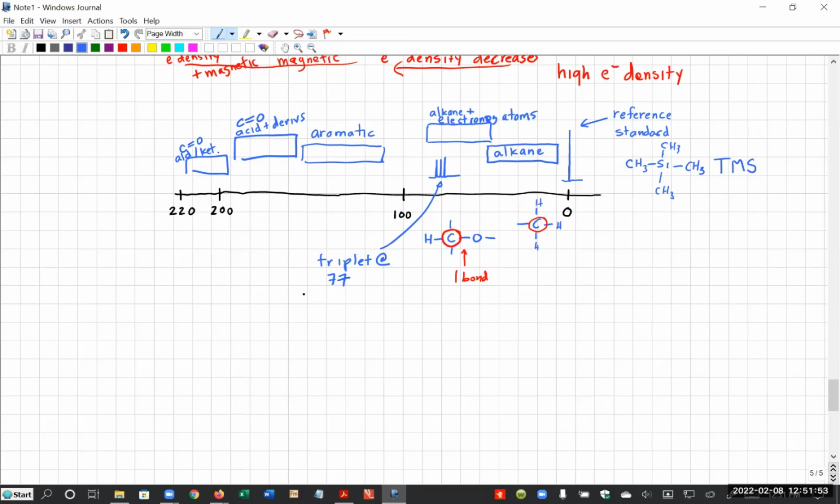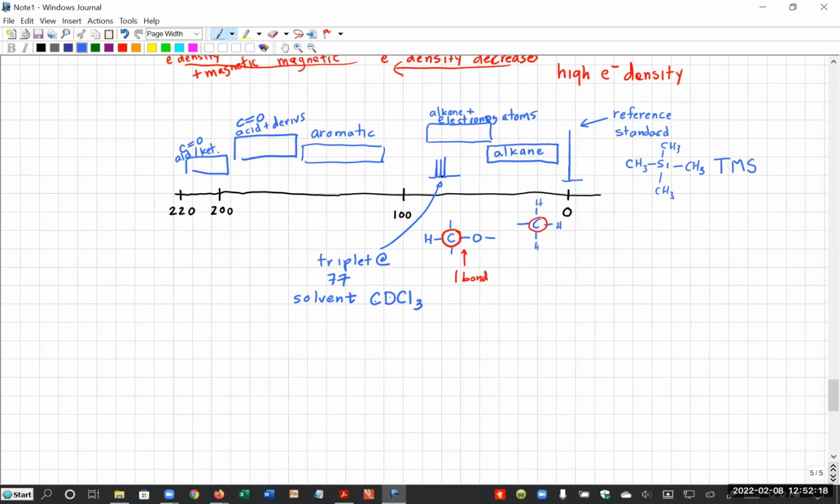And this is the solvent. So we always run NMR in a solvent. The most common is chloroform with a deuterium. And it turns out the deuterium splits the carbon, which shows up here. We get this triplet, and the middle one is at 77.